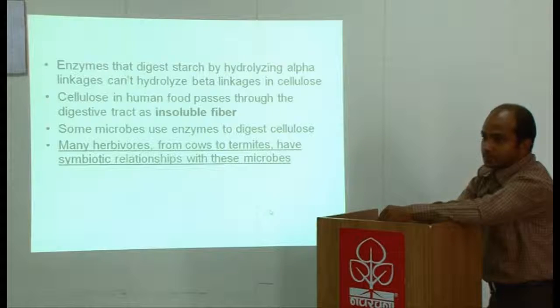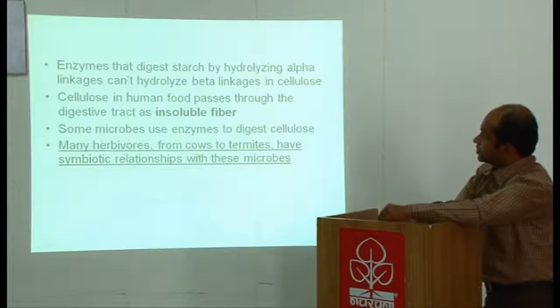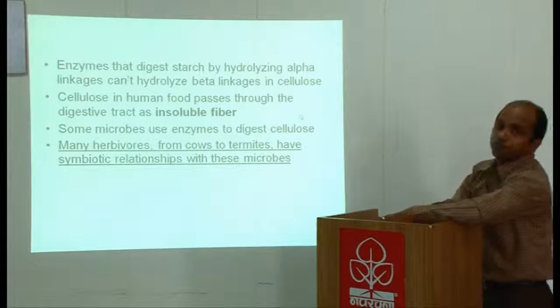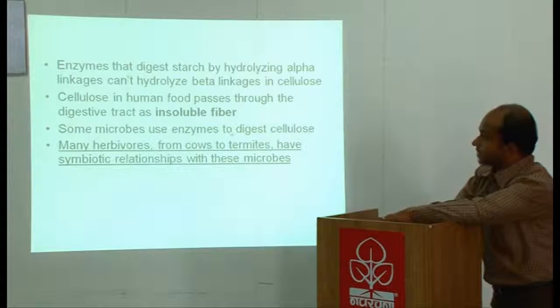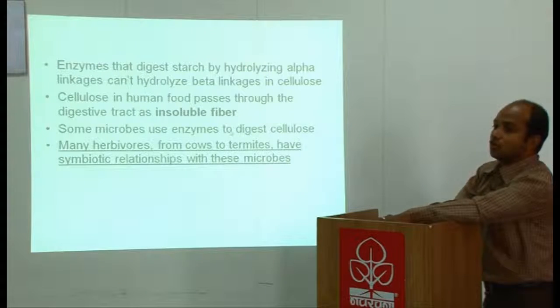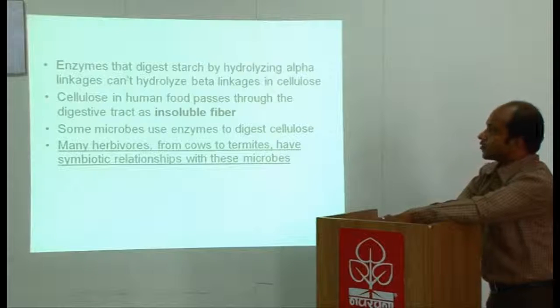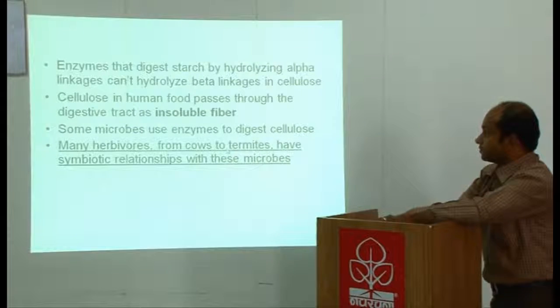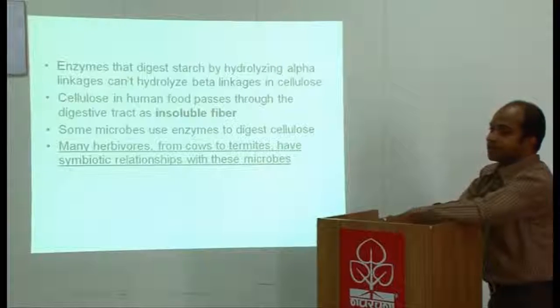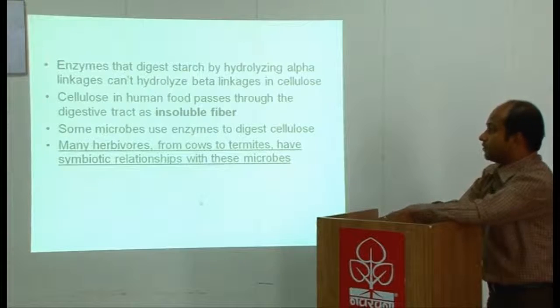So, there are enzymes that digest starch by hydrolyzing these alpha linkages, but they cannot hydrolyze the beta linkage in cellulose. In case of human beings, the cellulose in the human food passes through the digestive tract as an insoluble fiber. Some microbes use an enzyme to digest cellulose, and there are examples from herbivores like cows to termites. They have a symbiotic relationship with some of these microbes.